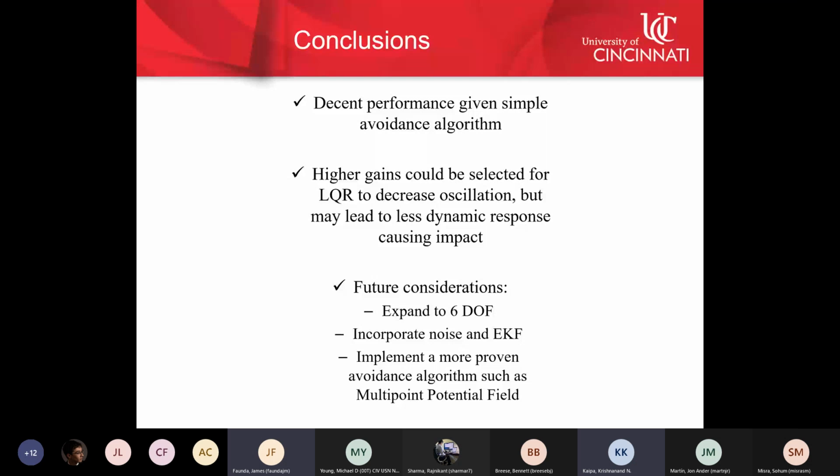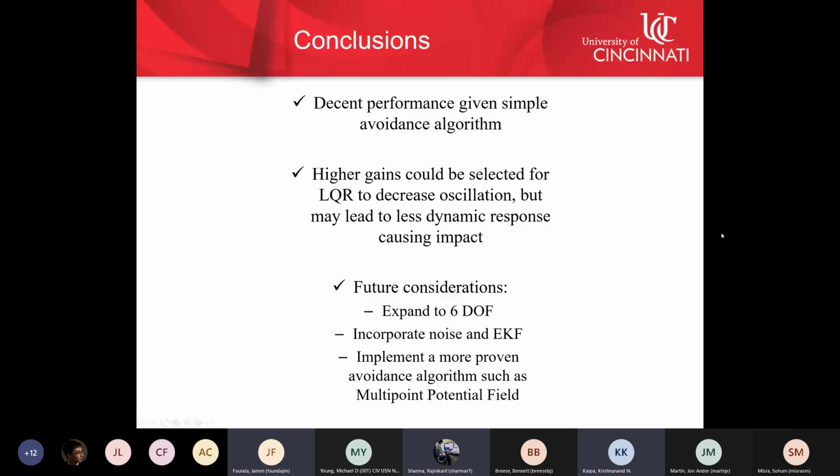So I have decent performance given the relatively simple avoidance algorithm. I think we were okay here. Okay, good. So your time is kind of up, so maybe if you can just conclude. That was my last slide. Any questions?